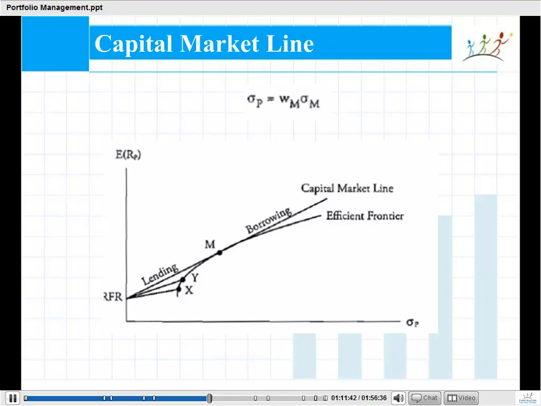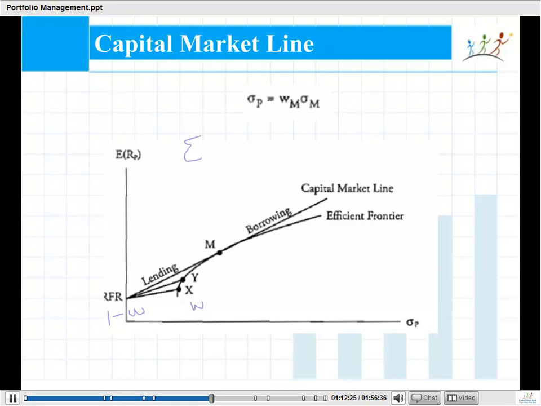So we begin with our efficient frontier that we derived using the Markowitz analysis. We derived the efficient frontier, this black line. However, we have now also introduced a risk-free asset. So a risk-free asset is also available now. Let's assume that I choose any portfolio on the efficient frontier. Let's assume I choose portfolio X. I put a weight of W in portfolio X, and I put a weight of 1 minus W in the risk-free asset.